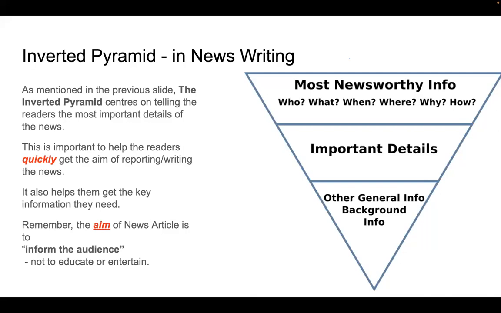So with the inverted pyramid, readers now know that, observe the pyramid beside, the most worthy information: who, what, when, where, why, how, important details, and other general information, background info. This also helps them get the key information they need. Remember, the aim of a news article is to inform the audience, not to educate or entertain. I'm not saying that news content cannot be educating, but when that is the case, they are basically just leveraging news to entertain you. News itself is centered on just keeping you informed, not on making your decision for you based on the news.